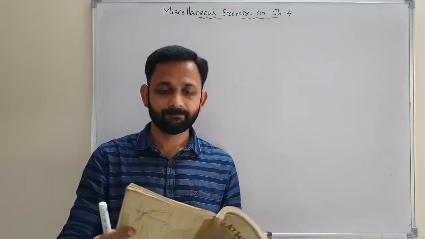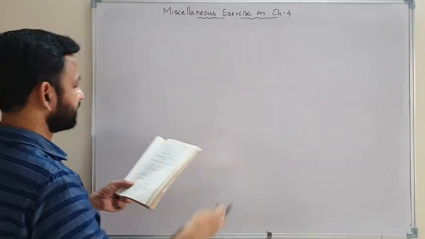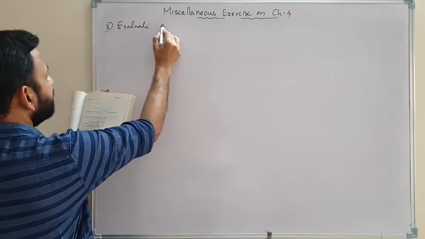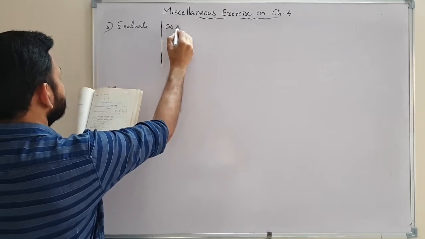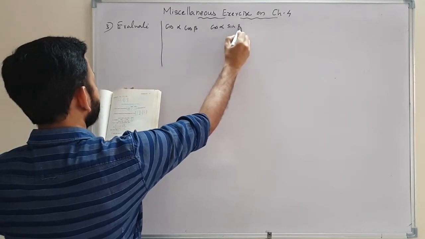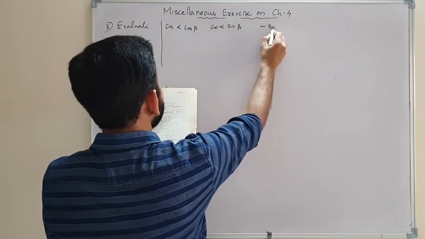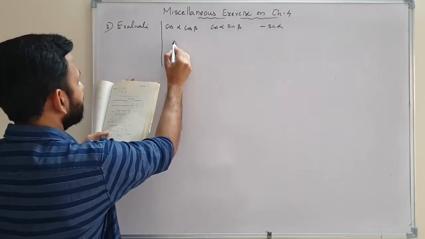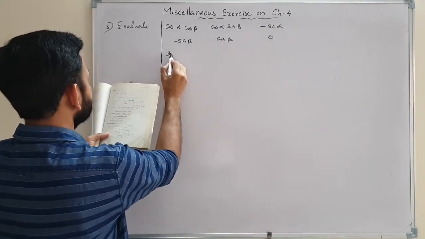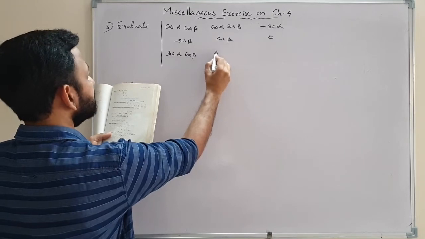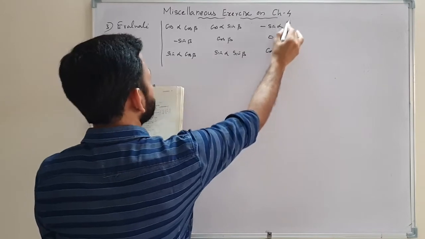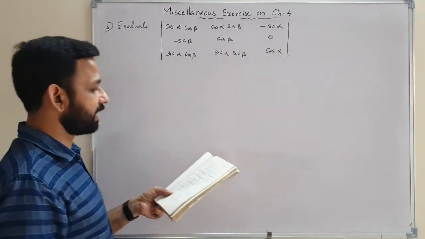Now we have to do question number 3. Evaluate the determinant: first row cos alpha cos beta, cos alpha sin beta, minus sin alpha; second row minus sin beta, cos beta, 0; third row sin alpha cos beta, sin alpha sin beta, cos alpha. We need to find the value of the determinant.